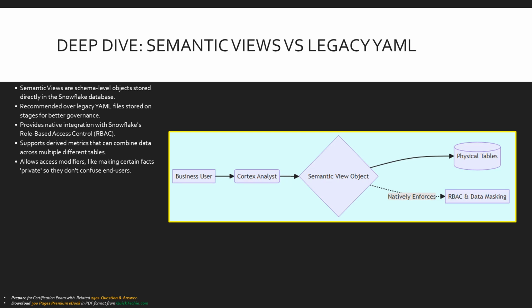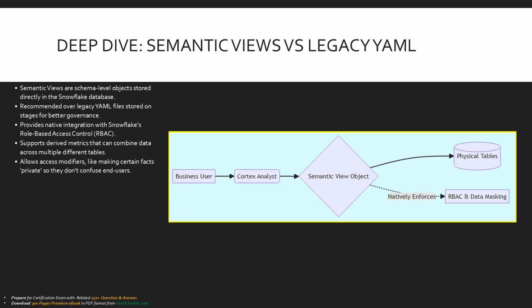While semantic models originally started out as lightweight YAML files stored on a Snowflake stage, Snowflake now heavily recommends an upgraded approach, using semantic views. What is a semantic view? It is an actual schema-level object inside your Snowflake database that stores these exact business concepts natively. Why is this a massive game changer for data engineers? Because it offers profound native Snowflake integration.